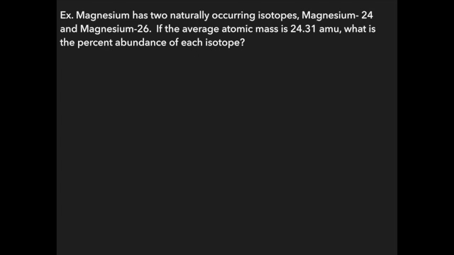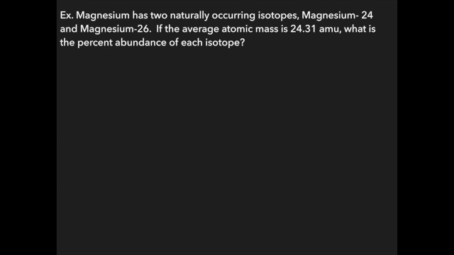So if we look at this problem, instead of me asking you to find the average atomic mass, what I'm doing now is saying, all right, what is the percent abundance of each isotope if I know the average atomic mass? So I'm going to take the first mass, which is 24, and multiply it by its percent abundance, which we don't know, so we're going to call that X. Then I'm going to add to that the mass of the next isotope, which is 26, times its percent abundance.